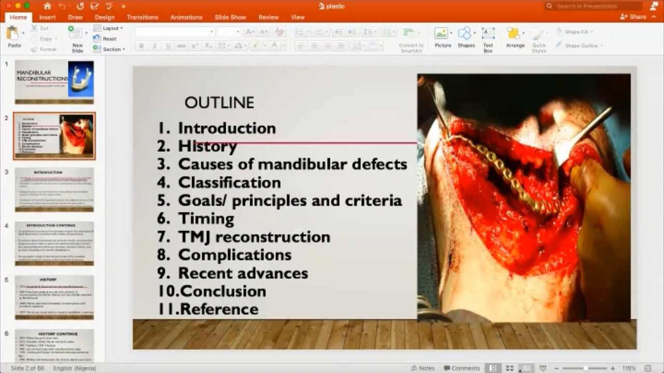Then also, you mentioned the timing of reconstruction under your principles of reconstruction. You mentioned that primary reconstruction has a poorer prognosis than secondary reconstruction. I just want to know if I'm correct, if that was what you said. Yes. That primary has a poorer prognosis, especially in the infected cases.